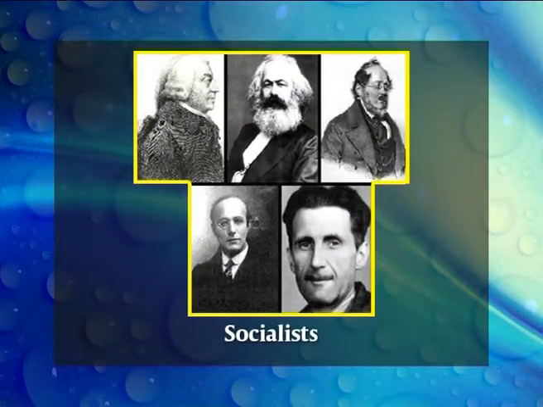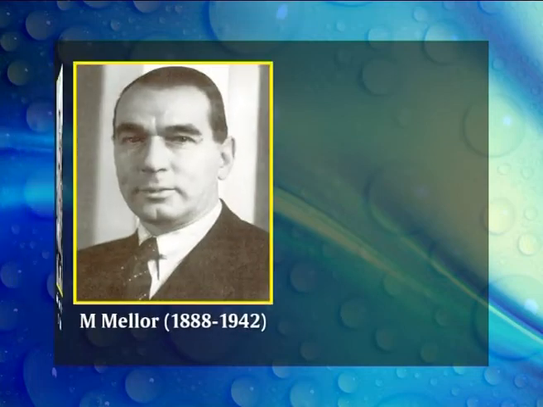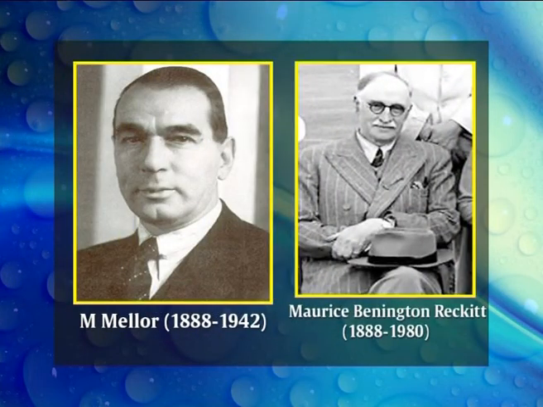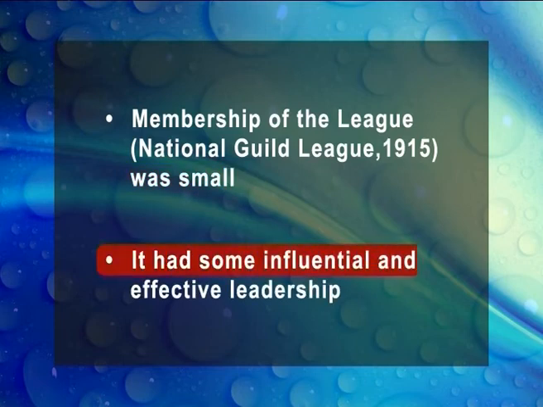The Guild socialists were quite active in spreading their ideas among the trade unions. Their efforts ultimately led to the formation of National Guilds League in 1915. The league was established by W. Miller and M. B. Reckitt, besides several others. It became the main center of Guild socialist propaganda. Though the membership of the league was small, it had some influential and effective leadership.